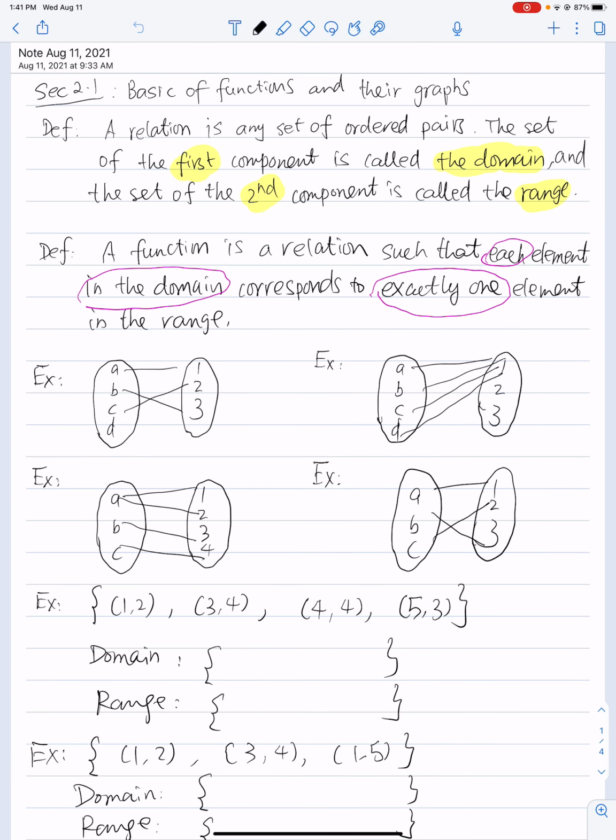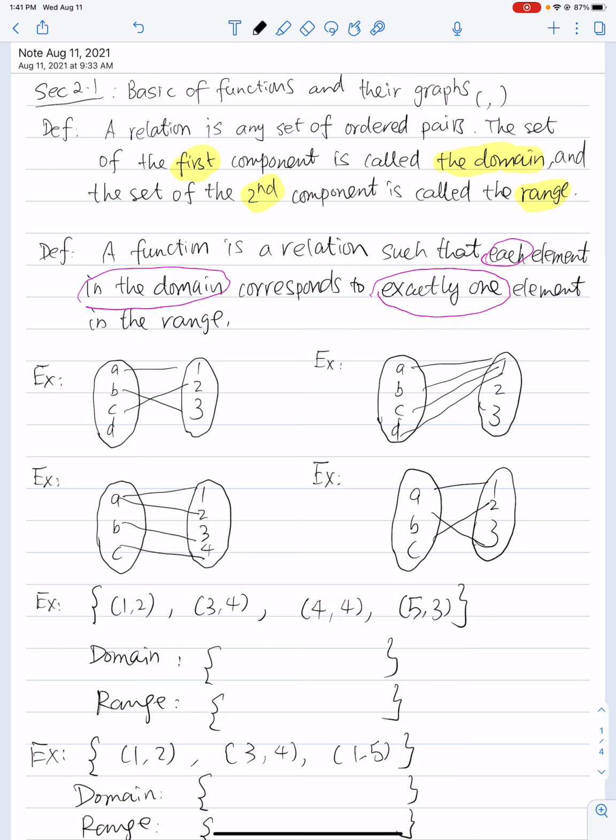Okay, so today we wanted to talk about section 2.1, basics of functions and their graphs. So first, let's go over some definitions. A relation is any set of ordered pairs. What is an ordered pair? It's like a point, something like this. So this will be an ordered pair.